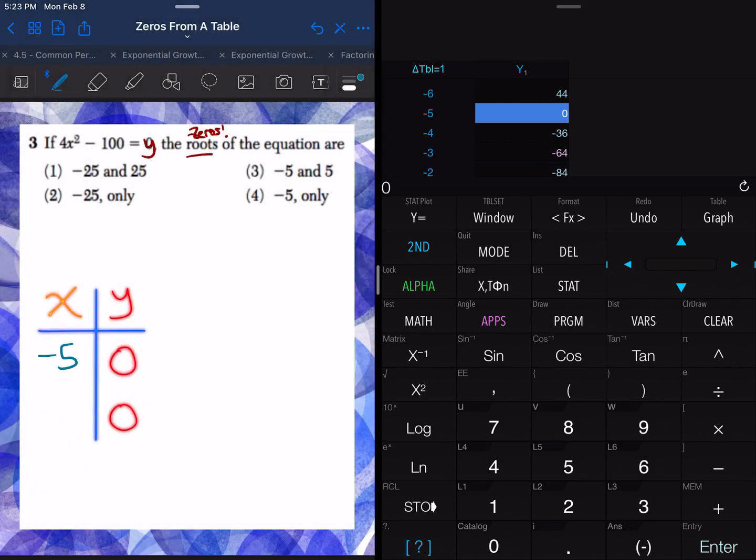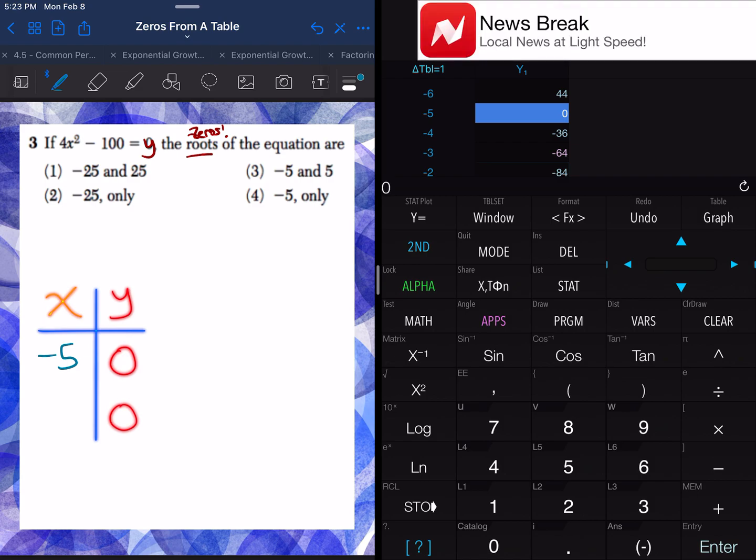So my choices have 2 -5s there and there, but choices 1 and 2 do not have -5 at all. Let's see if +5 is also a 0. Look at that. And when y is 0, x is +5. So those are my two answers. So I circle choice 3.